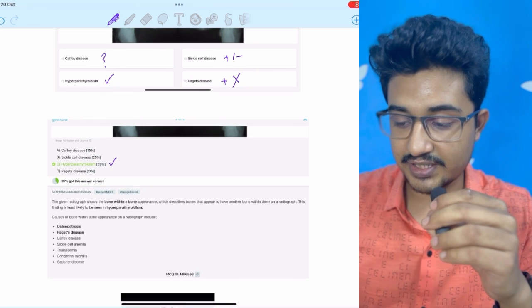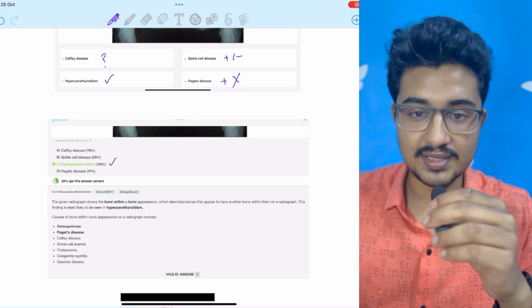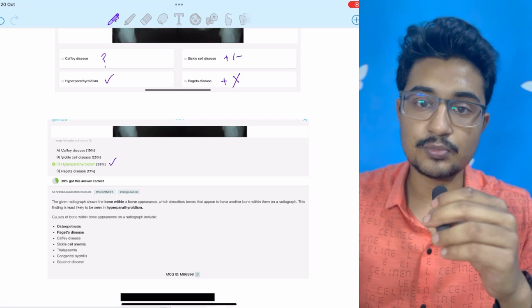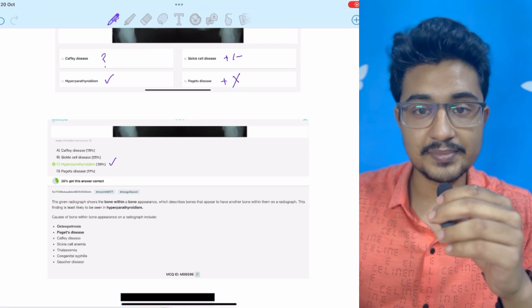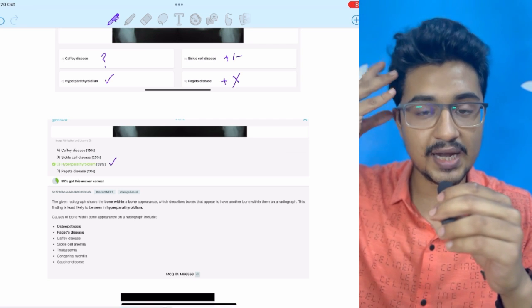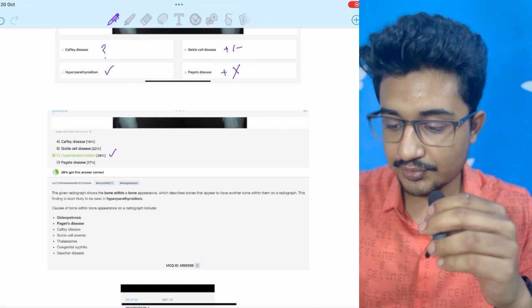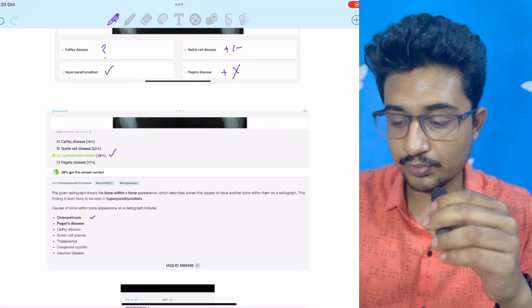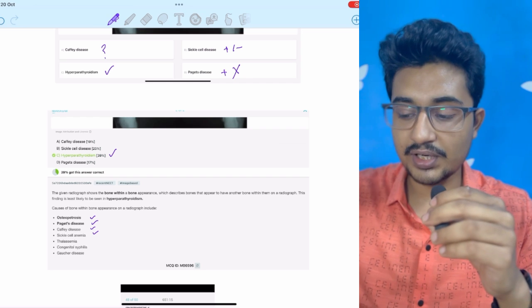Let's see the explanation. The radiograph gives a bone-in-bone appearance. I didn't understand it was a bone-in-bone appearance. So without knowing the diagnosis also, you can make the correct answer if you apply your common sense during the exam hall. Now they have given causes of bone in bone appearance: osteopetrosis, Paget's disease, Caffey's disease, sickle cell anemia. These all are the examples.